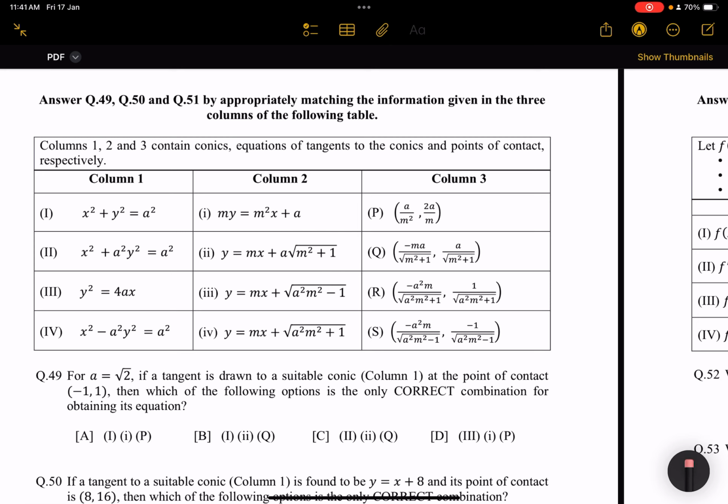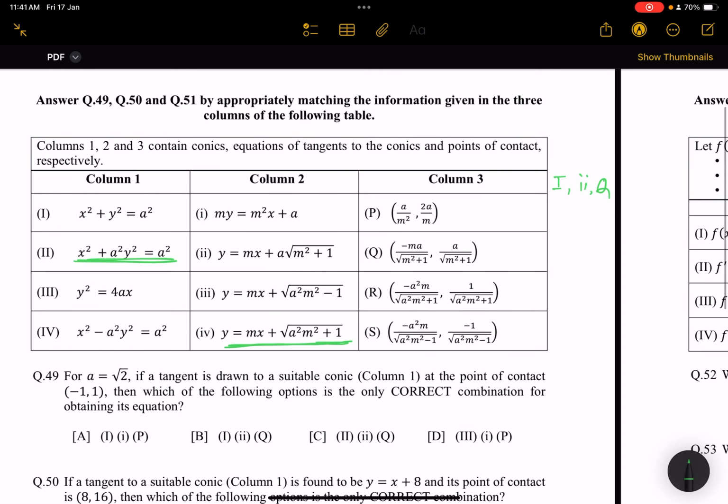So 2 and Q are mapped to each other, and this is the equation of tangent of a circle. So this is mapped to 1. So 1, 2 and Q are mapped. Similarly, this is an ellipse and this is the equation of tangent of ellipse. These are pretty standard formulas and the same expression you have in this option. So R is the point of contact. So this is the match.